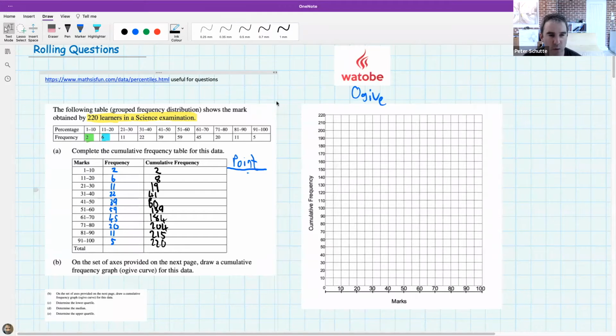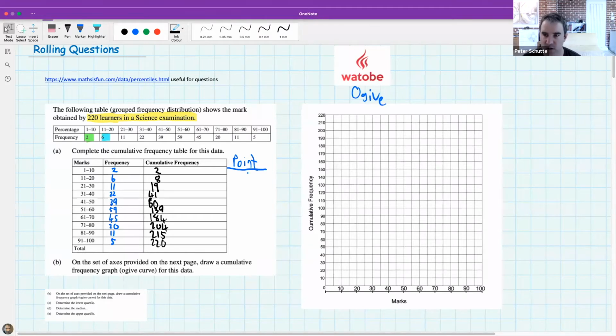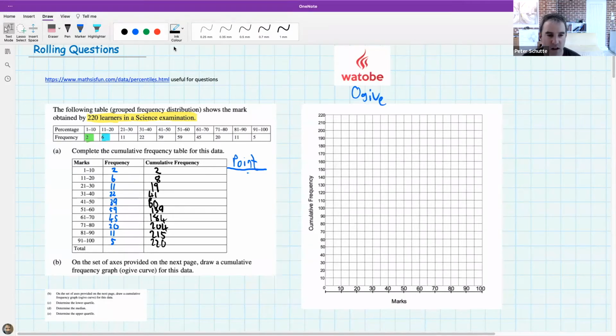Owami, what was the important point that you had to take into account? To get the point, for the marks 1 to 10, you have to use that 10 and the cumulative frequency, sir. Perfect. So you use the end of the interval, which is 10, and you use the cumulative frequency. And so your very first point, Owami, was 10, 2?